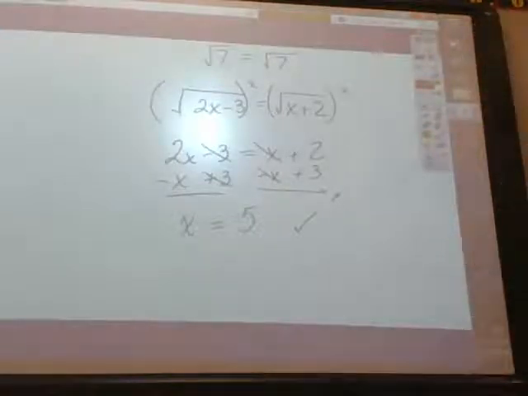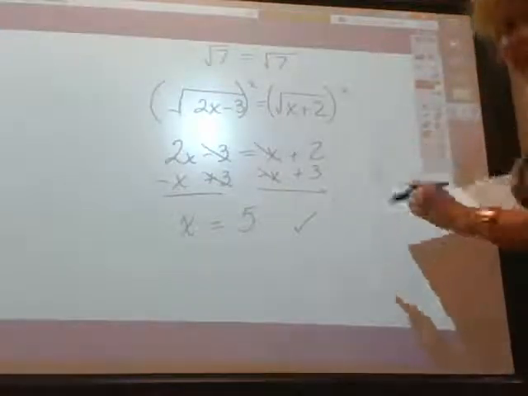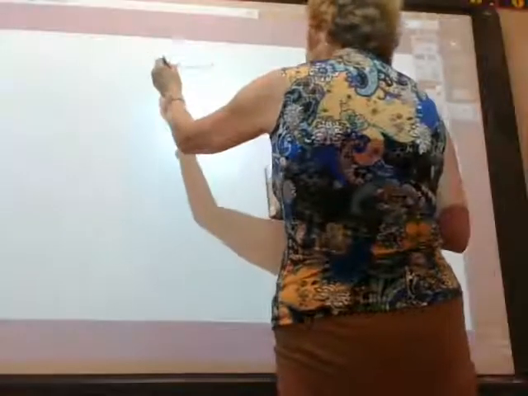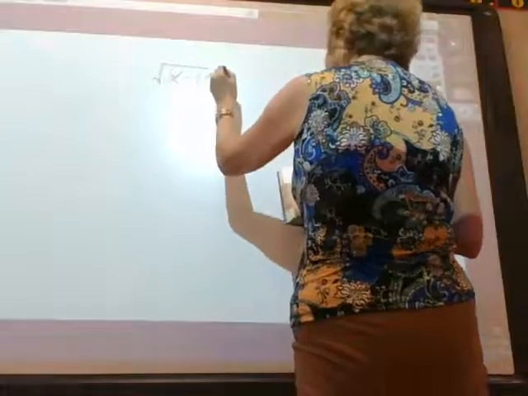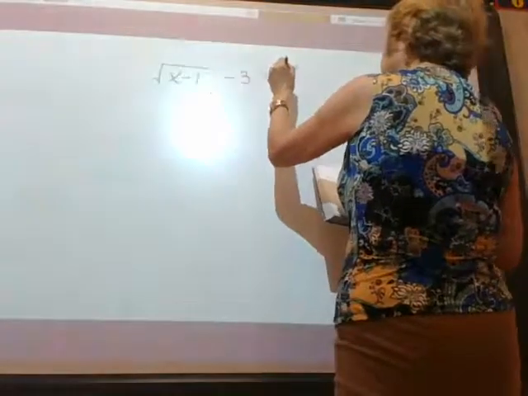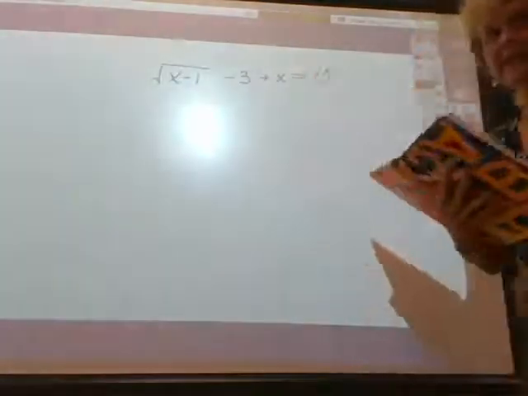All right, now example 4, I wouldn't say it's not fun. It's just a little, like I said, a little more time consuming. So let's look at that one. We have radical x minus 1 minus 3 plus x equals 0.